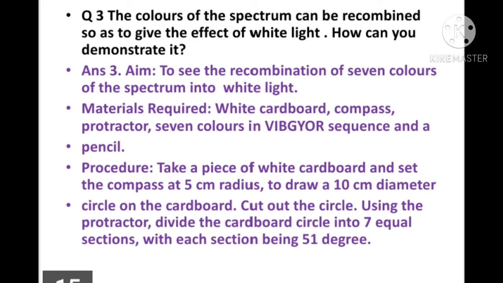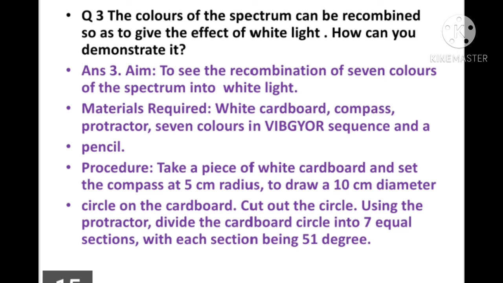Question 3. The colors of the spectrum can be recombined so as to give the effect of white light. How can you demonstrate it? Now, our aim is to see the recombination of 7 colors of the spectrum into white light. For this activity, materials required: white cardboard, compass, protractor, 7 colors in VIBGYOR sequence and a pencil.